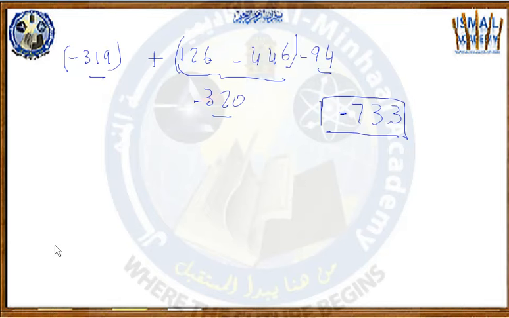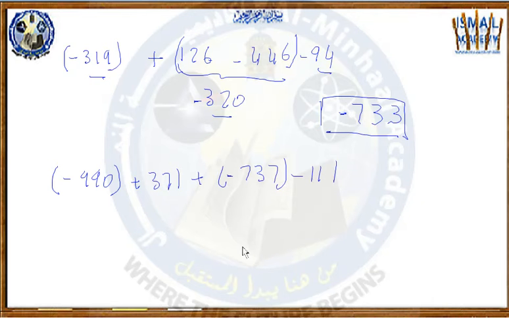Alright, for number 10. Number 10. So what do we have? We have minus 990. Okay. Plus 371. Plus negative 737, which equals a negative of 10. And then subtracted by 111. Okay. Now, here, what do I have? I have an addition. I have only one positive sign. Yes? Yes. So I will subtract with that one. It's easier. Yes? Yes.